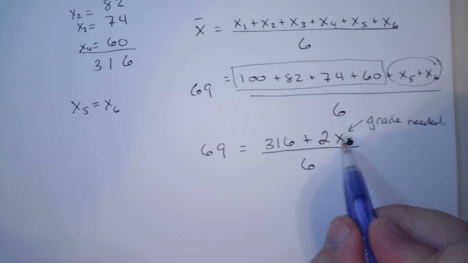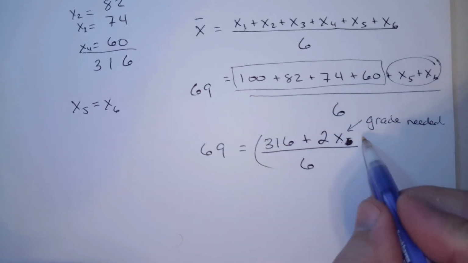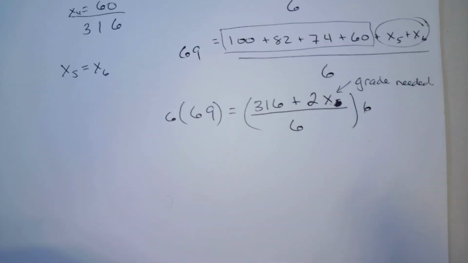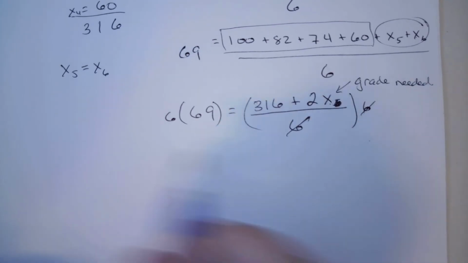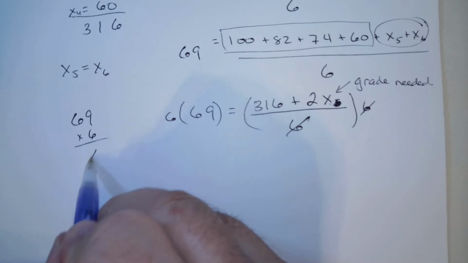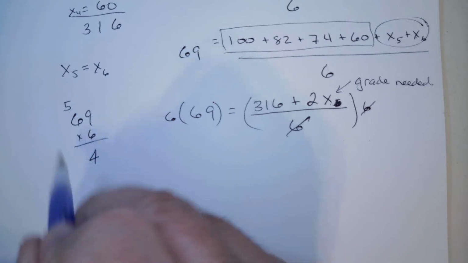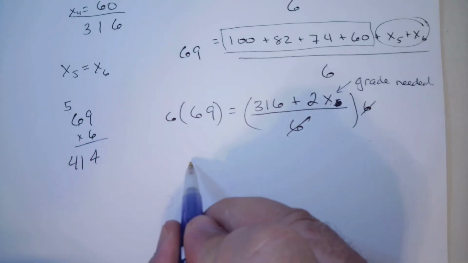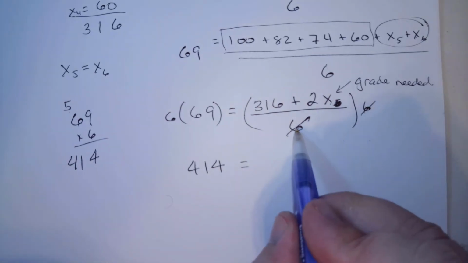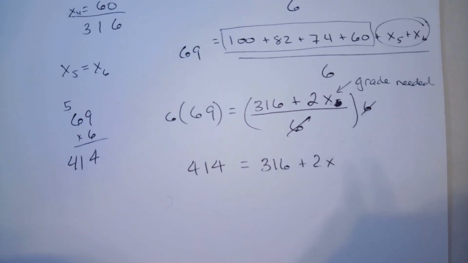So first, since we're trying to get the x, we have to get rid of anything off the bottom, any division first. So multiply both sides by 6. Those cancel. 9 times 6 is 54. 6 times 6 is 36. Plus 5 is 41. So the bottom number is gone. So we have 316 plus 2x.